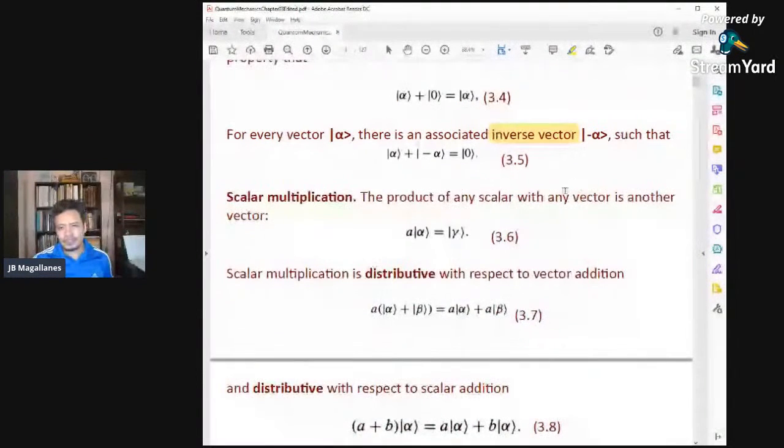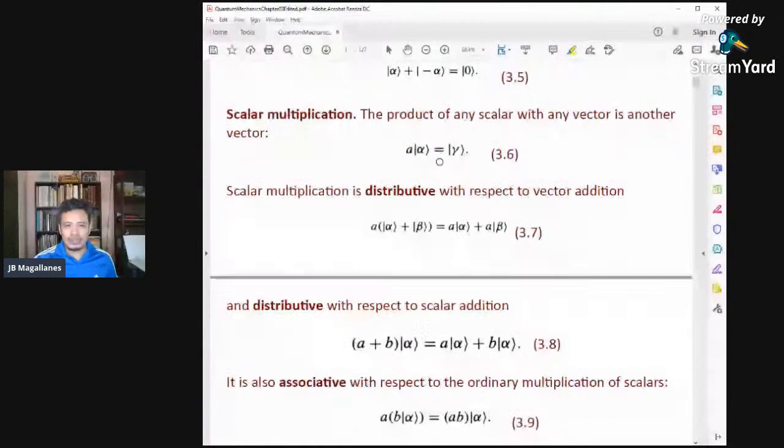So in the three-dimensional case, you have a component along the x, y, and z, and the components of the negative of that vector would have opposite sign with the original vector.